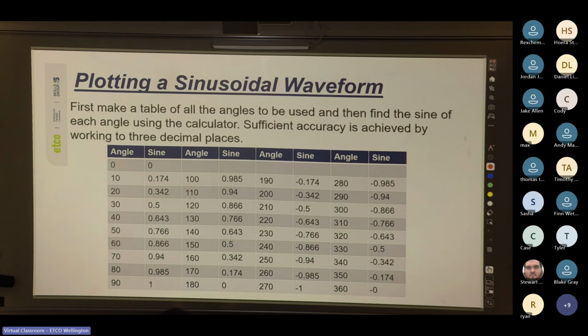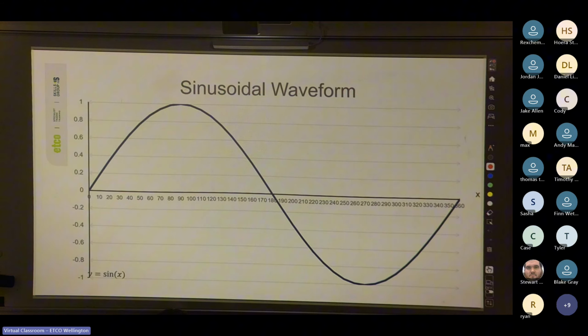So we can see the positive side of the sine wave from 0 to 180, and then from 180 to 360, we see the negative side of the sine wave. And this is what that sine wave then looks like. So how many of you guys have seen this before?